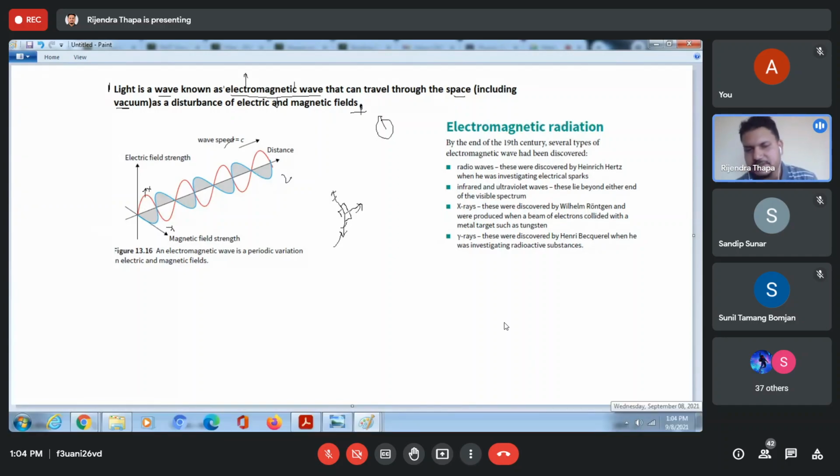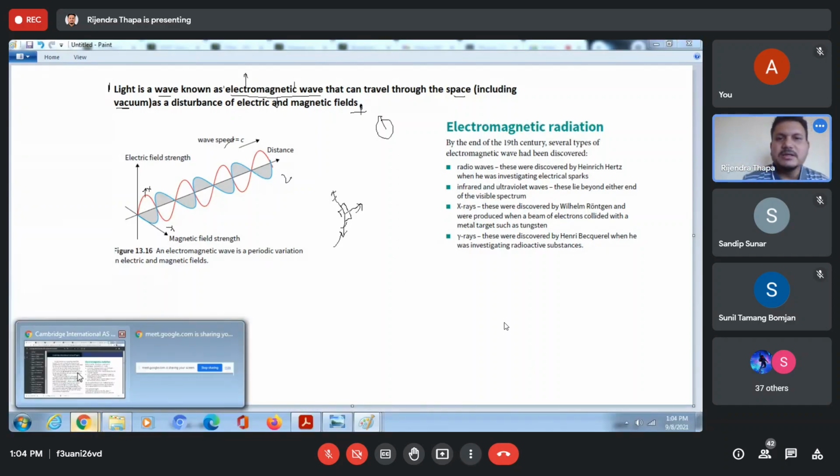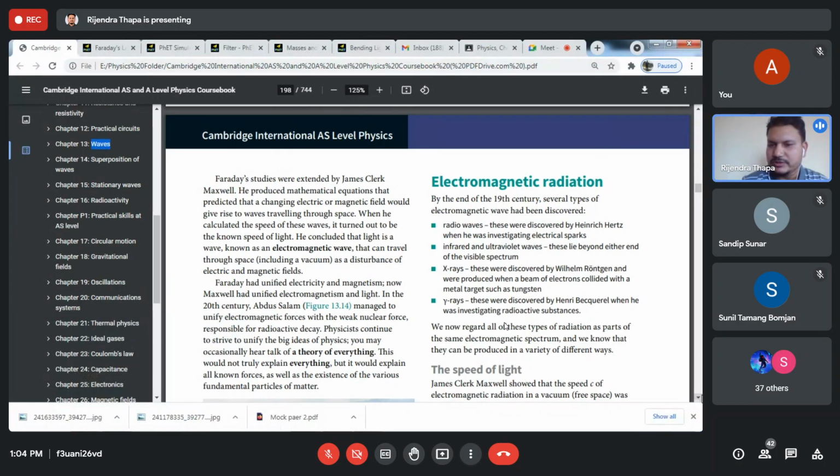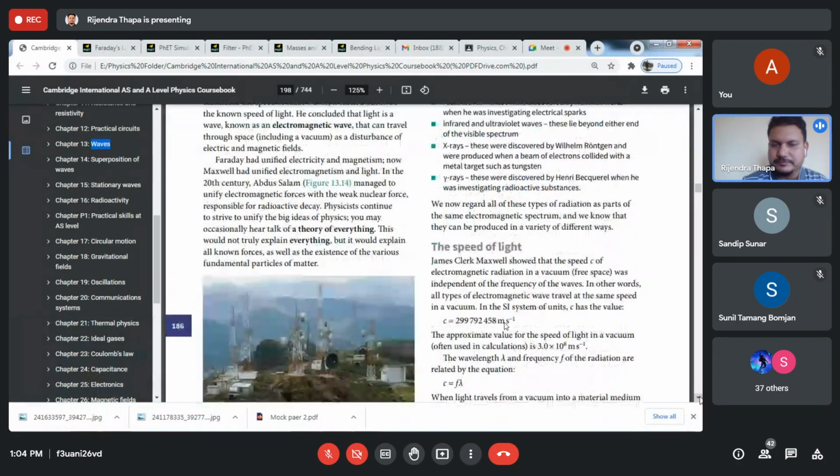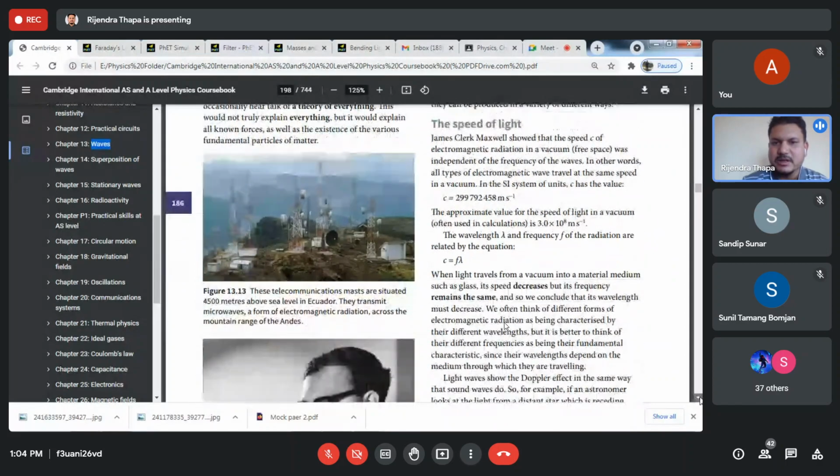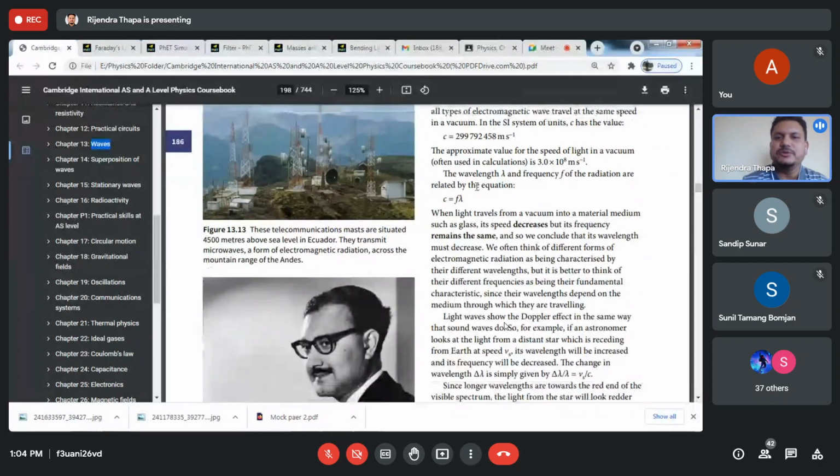I think we have 10-11 minutes, so I think we will be able to complete the second objective also. The second objective of today's lecture is to know about this relation. So here we know this relation, right? V equals f lambda. The equation relating velocity, frequency, and wavelength is V equals f lambda. We have already done this one.